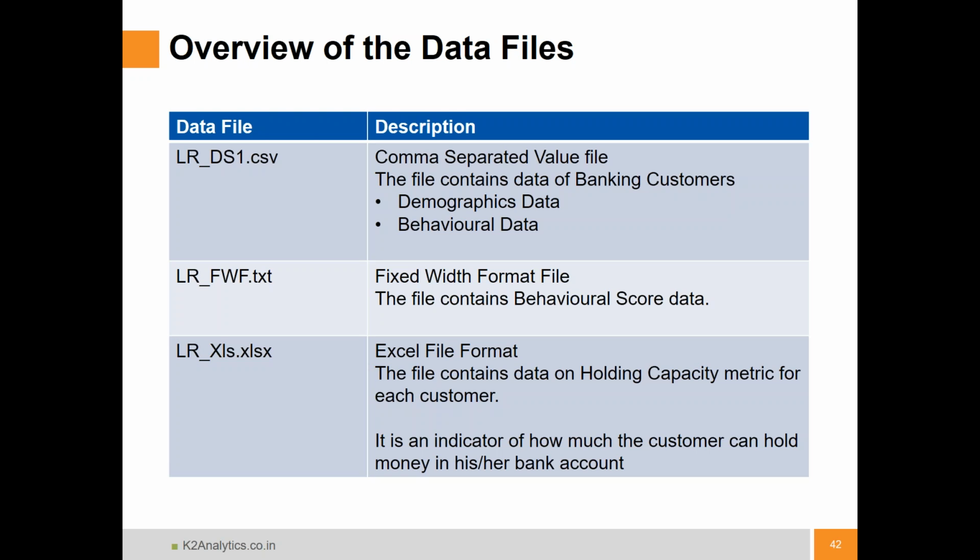So lrds1.csv is a comma separated value file format. FWF is a fixed width format, and XLS is an Excel file. I hope all of you have these files I have sent to you on email or from the website. Just check you have those on your machines.